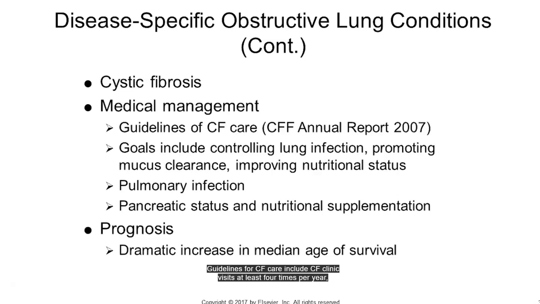Guidelines for CF care include CF clinic visits at least 4 times per year, 2 PFTs a year, respiratory cultures at least once per year, and glucose monitoring in patients 14 years or older, liver enzyme monitoring, and influenza vaccines every year for patients 6 months or older. The goals of this protocol include controlling lung infection, promoting lung clearance, and improving nutritional status. Other interventions may include treating CF-related diabetes, osteopenia, or depression.